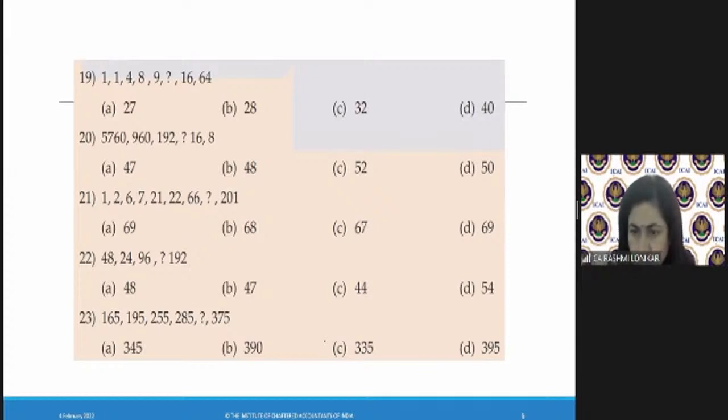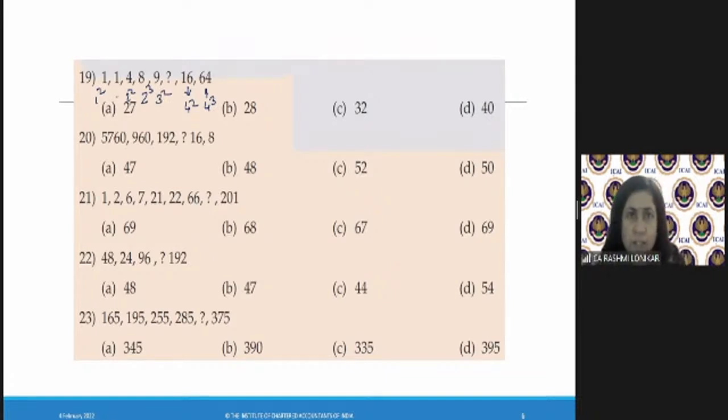Now here, let us see. This is 1, 1, 4, 8, 9, then something, then 16, then 64. Okay. So what happens is, I can see 16 also, that I know is 4 square. I know this is 4 cube. This is 1 square. This is 2 square. This is 2 cube. This is 3 square.